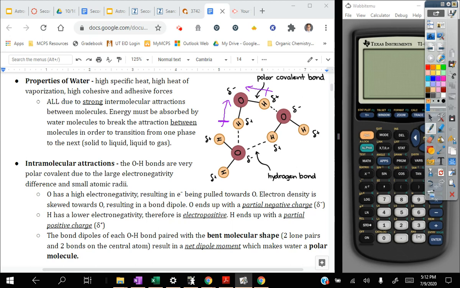The bond dipoles of each OH bond are paired with this bent molecular shape that we have here. So remember that a bent molecular shape has two lone pairs on the center atom and two bonds. As a result of having lone pairs on the center atom, lone pairs are more repulsive and therefore push the covalent bonds down in space. And therefore, the water molecule is not straight, it is bent.